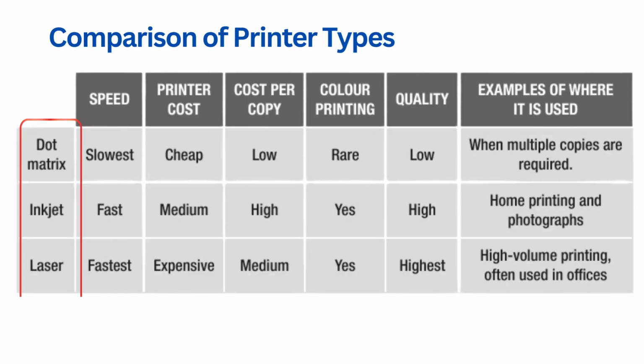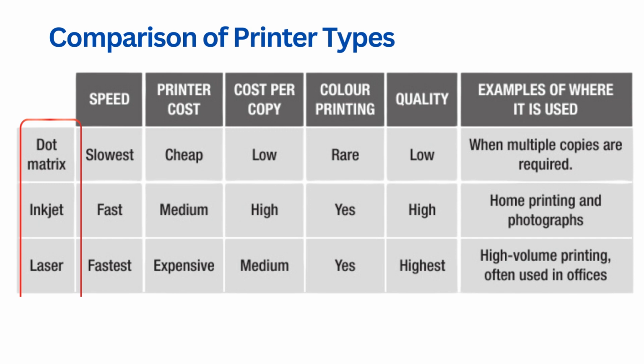Now let's see the comparison of these three types of printers. We do this comparison in 6 criteria. Okay, so speed wise, dot matrix is the slowest, inkjet is a bit faster, and laser is the fastest. The cost of the printer: dot matrix is cheap, laser is expensive, and inkjet is in the middle. Cost per printing for dot matrix is very low, and inkjet is high. The laser, due to its technology, is medium.